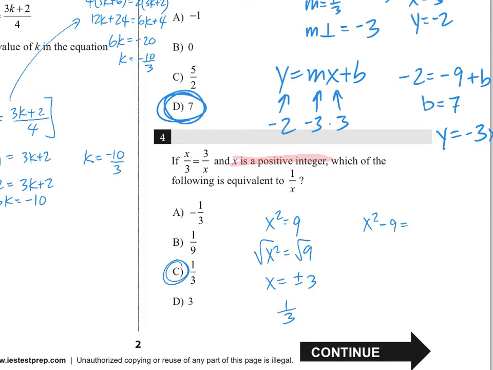Just in case you want to see it the other way, to solve a quadratic equation like this, we can move everything to the same side so that we get an equals 0. And then from here, we can basically factor this, and we would have gotten the same result, that x equals -3 or x equals +3. So you can either solve it using the square root property or solve it like it was a quadratic by moving everything to the same side and factoring from there.